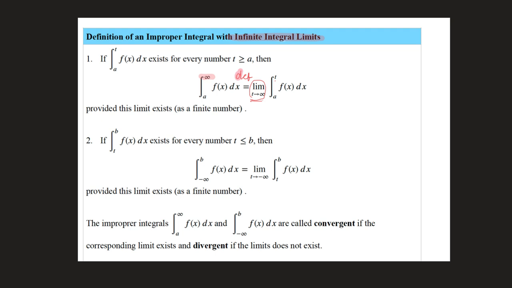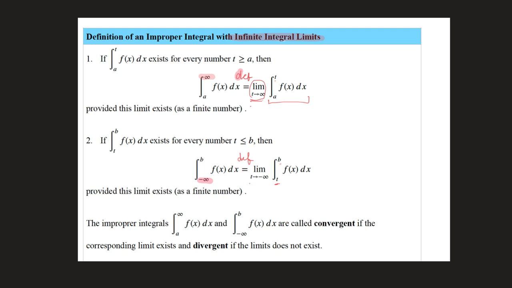Another case is when negative infinity is the low bound. In that case, you're going to see t going to negative infinity. That's how to define this improper integral. So check the boundary first: one of them is infinity or negative infinity. Write down this definition, find the integration first, then take a limit. That's how to evaluate the improper integral.